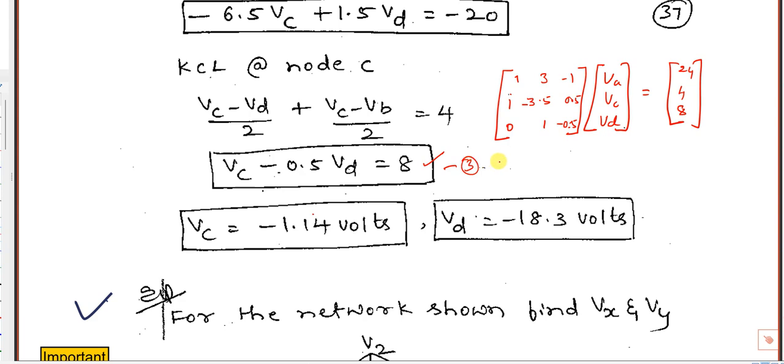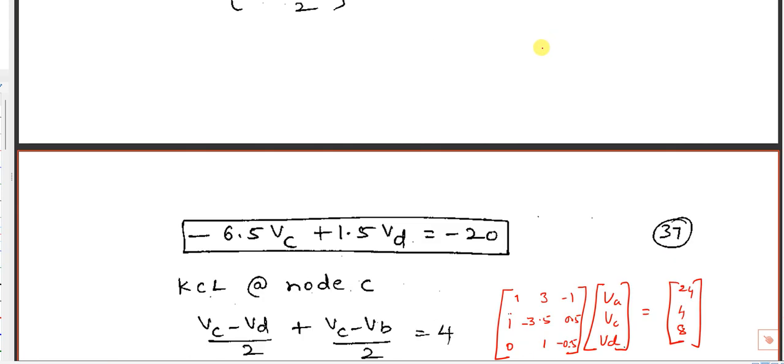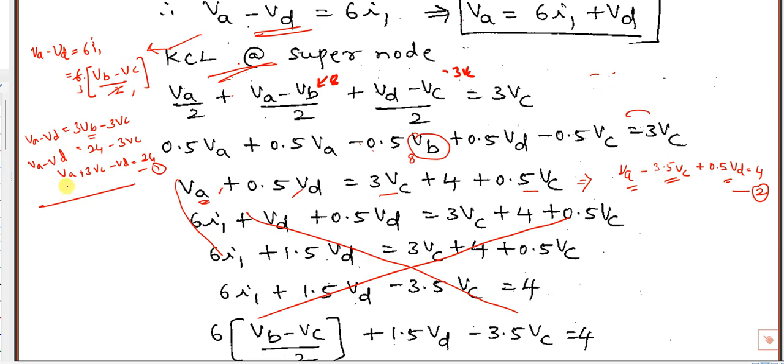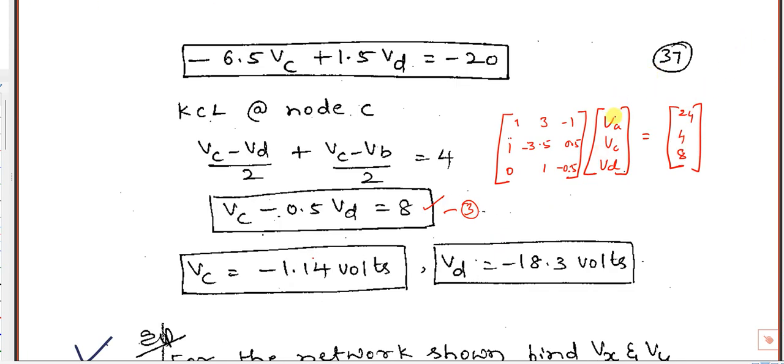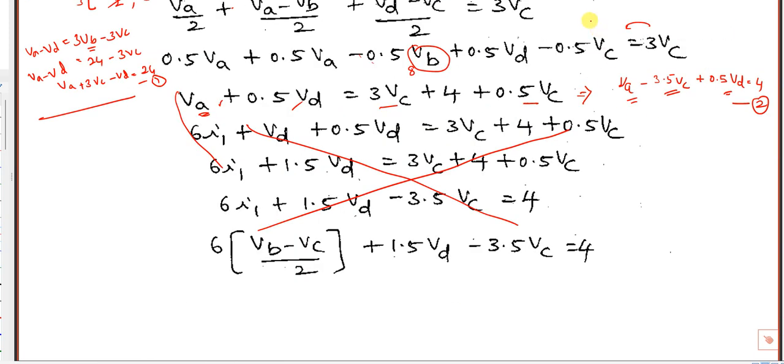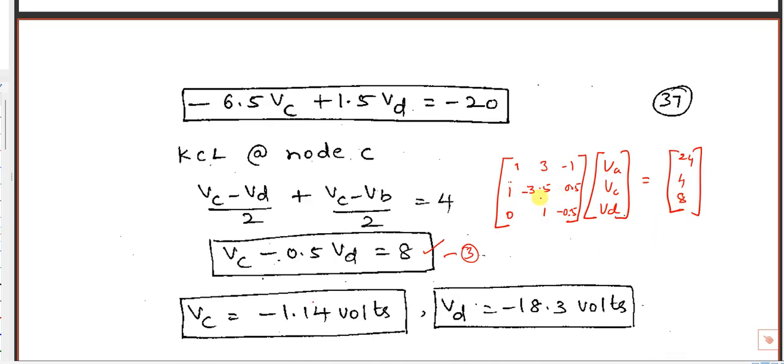Now write equations 1, 2, 3 in matrix form. So equation number 1 from this they got 1, 3, minus 1. Coefficients are VA, VC, VD. VB is already known. So VA, VC, VD are the unknown variables. 1, 3, minus 1 is equal to 24. Second equation from this is VA minus 3.5 VC plus 0.5 VD is equal to 4. So 1, minus 3.5, 0.5, 4. Third equation from node C, coefficient of A is 0. 0, 1, minus 0.5 is equal to 8.